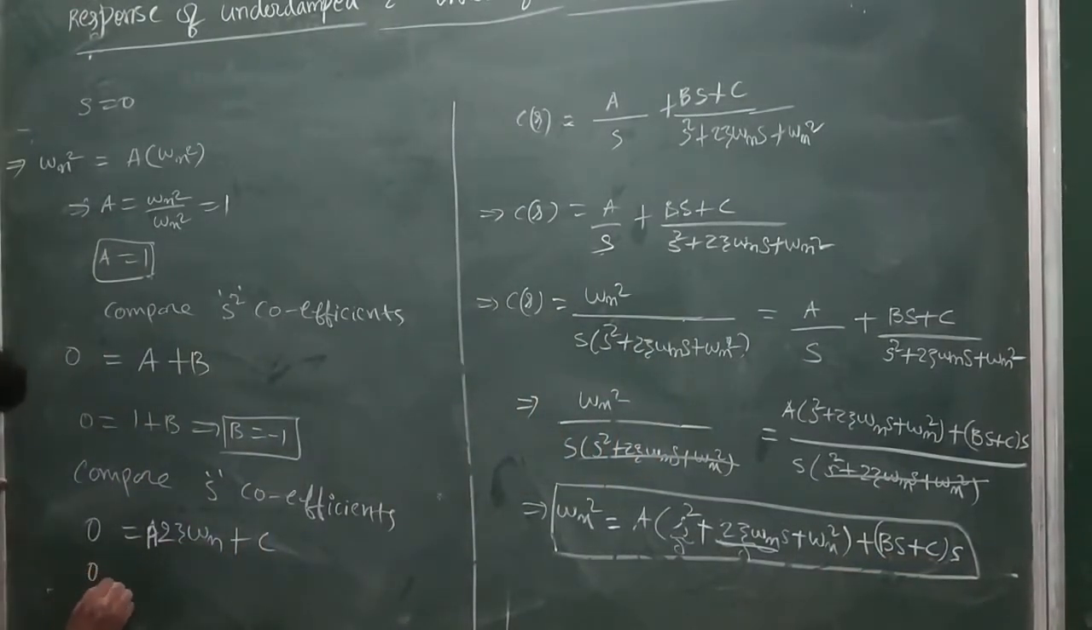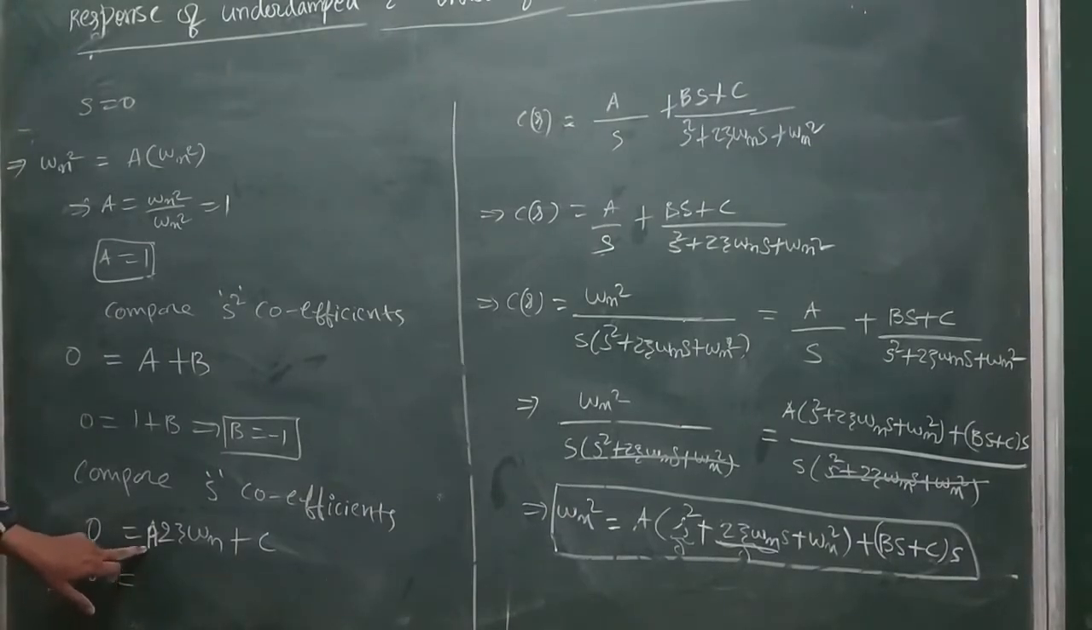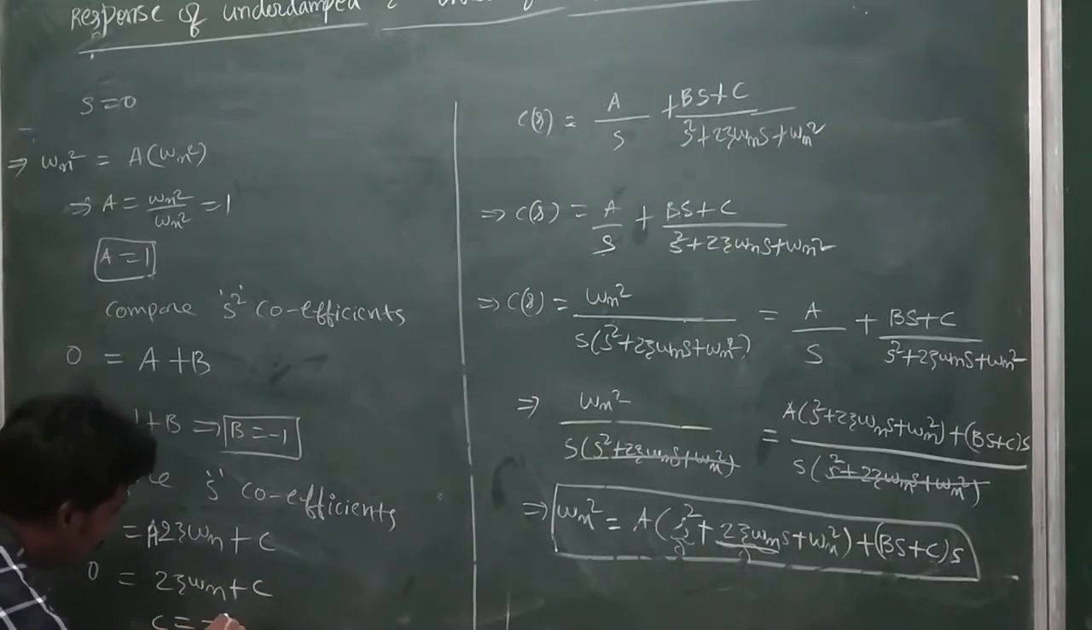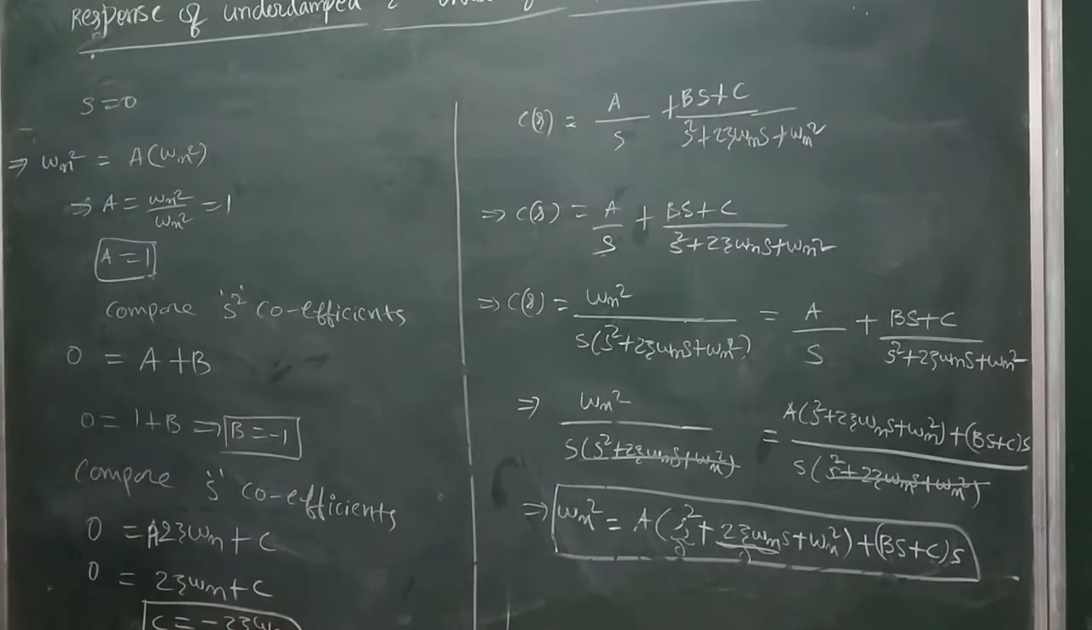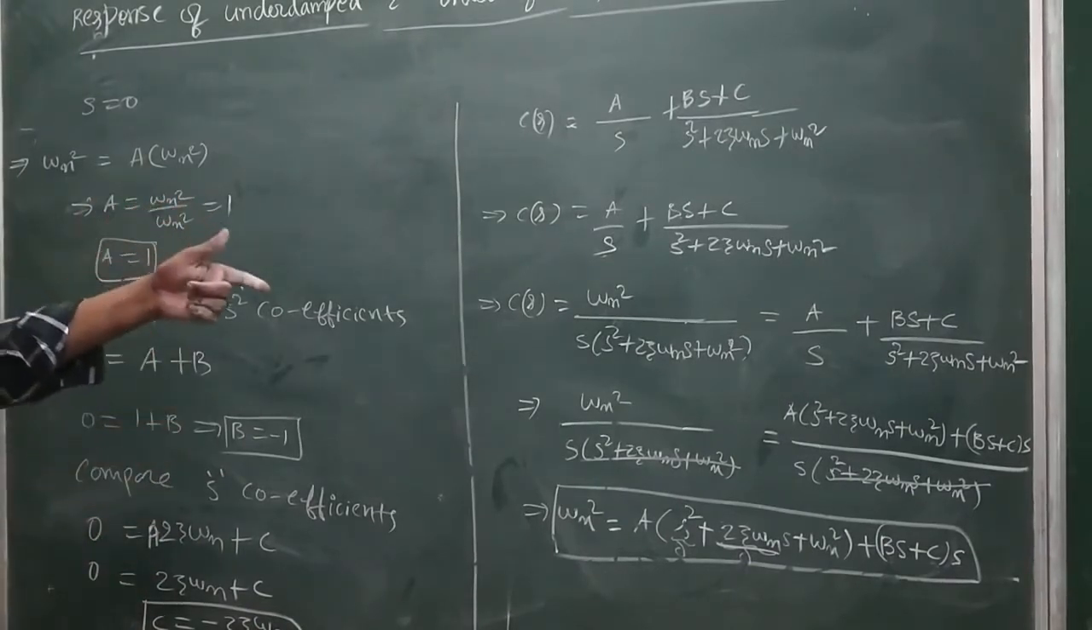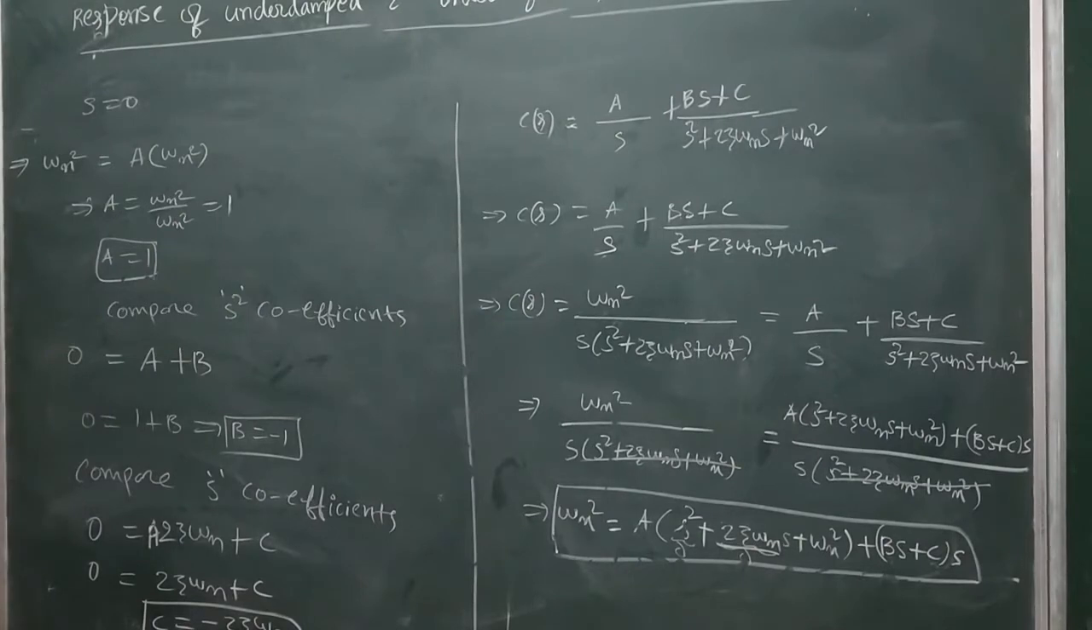So you know here 0 is equal to, so what is the a value? A is equal to 1. If you substitute here, 2 zeta omega n plus c, so c is equal to minus 2 zeta omega n. So you got all the values. You got a value is 1, b value is equal to minus 1, c is equal to minus 2 zeta omega n. So then you are going to substitute in that equation.